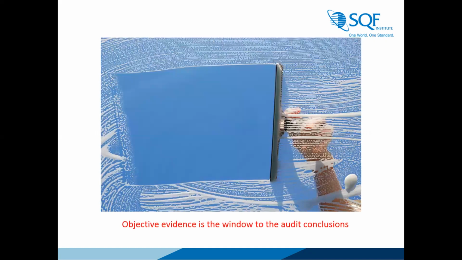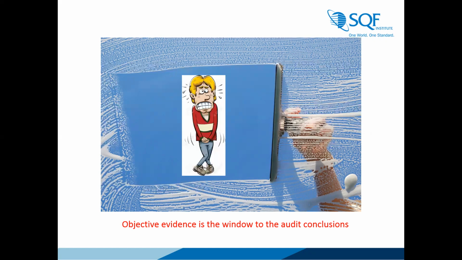So objective evidence really is that window to the audit conclusions. It's so important because it really paints that window, and you don't know what's behind the window. It could be something embarrassing, it could be something good or bad, but that objective evidence is really what is reflective of what the auditor sees. And I keep saying that the auditor is the eyes and ears of SQF. It's the eyes and ears of that certification body.